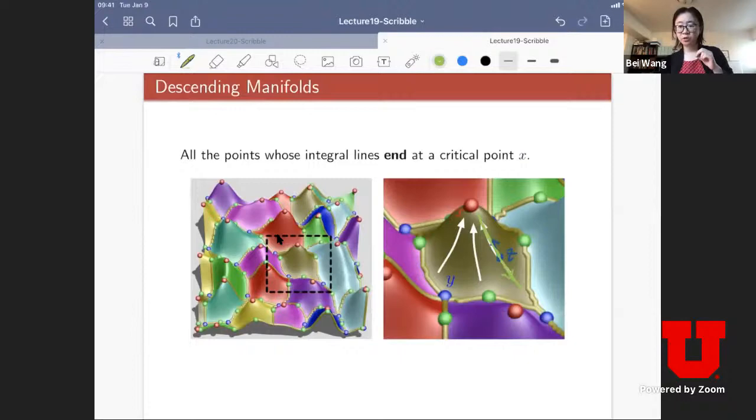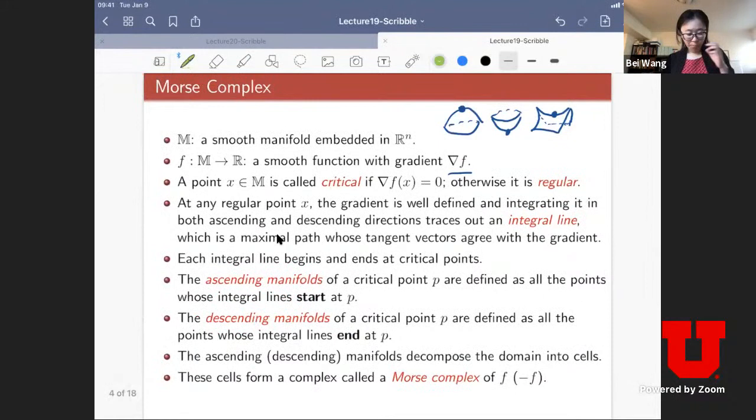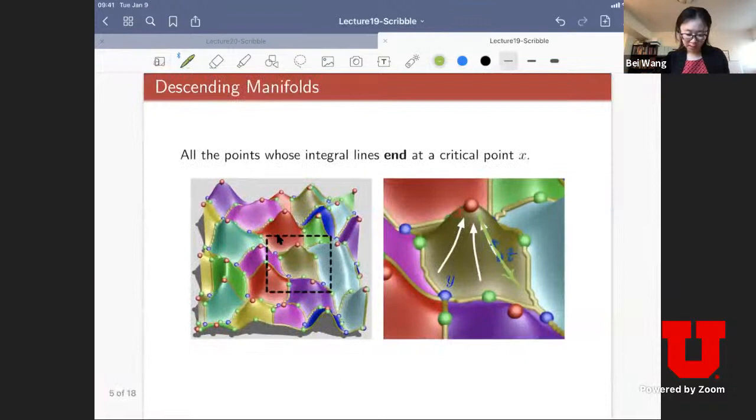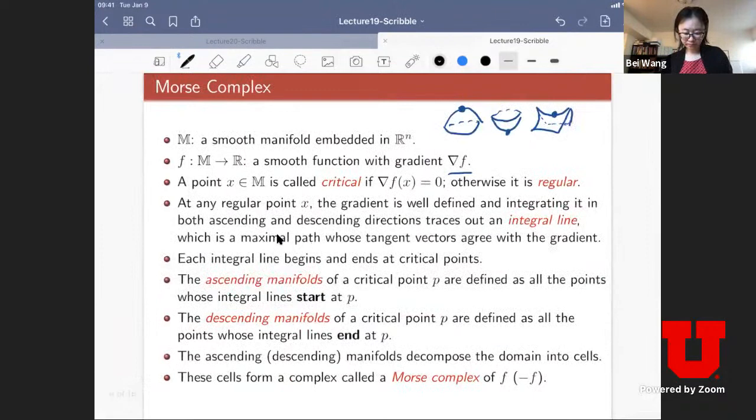So now you have this integral line. Every single integral line will begin and end at critical points. This is not too surprising. Starting from my point Z that I just drew, if I put a bowling ball there, where is that ball going to eventually move to? It's going to move towards this local minimum right here, okay? And of course, if I flip the function, it's going to go towards the local maximum. So every single integral line coming out of a regular point is going to connect a pair of critical points, depending on the direction.